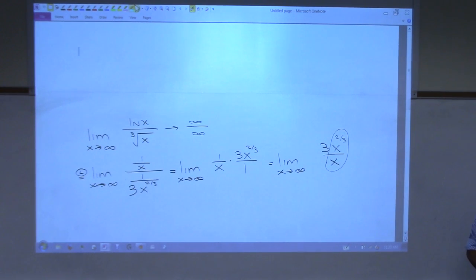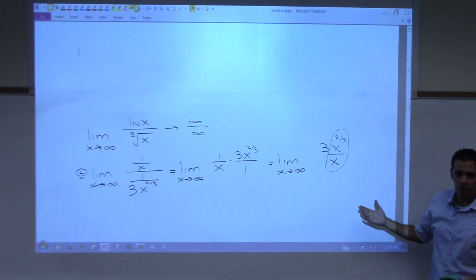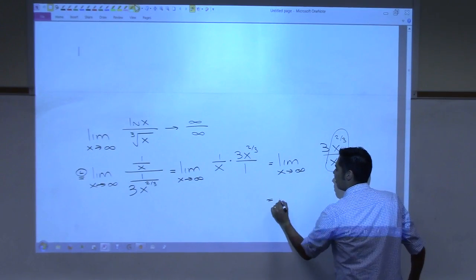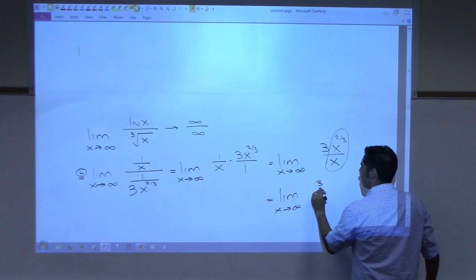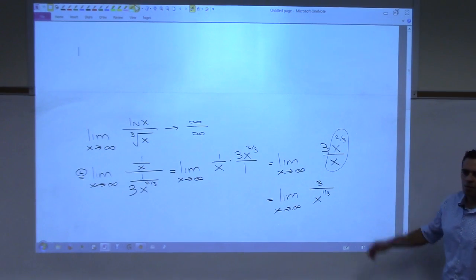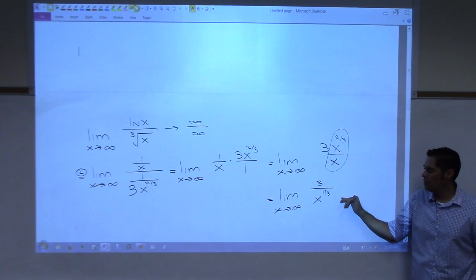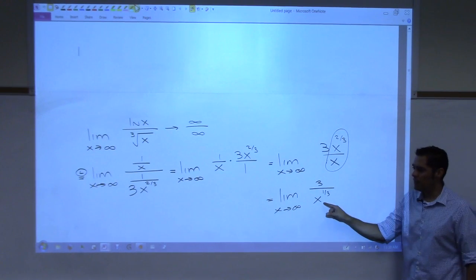That's x to the negative 1/3, right? You take 2/3, you subtract 1, that's x to the negative 1/3. Agreed? With a 3 in front. So this becomes the limit as x goes to infinity of 3 over x to the 1/3. I just wrote the x to the negative 1/3, I dropped it down. Now let x go to infinity. What do you get? Fixed over infinity, which goes to 0.